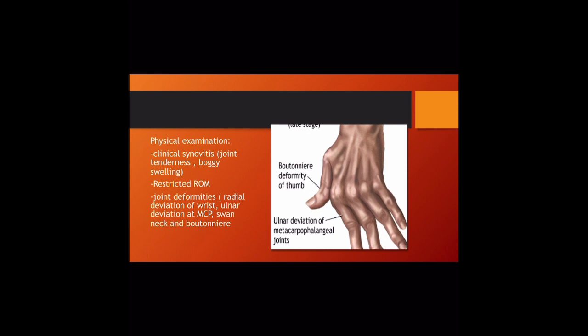Physical examination, you can see clinical synovitis, what I meant just now in the algorithm, which are joint tenderness and boggy swelling. Besides that, they have restricted ROM, and as the disease progresses, if it's not adequately treated, the patient can develop joint deformities like what is in the picture. Boutonniere deformity of the thumb, swan neck deformity, ulnar deviation of the metacarpophalangeal joint.